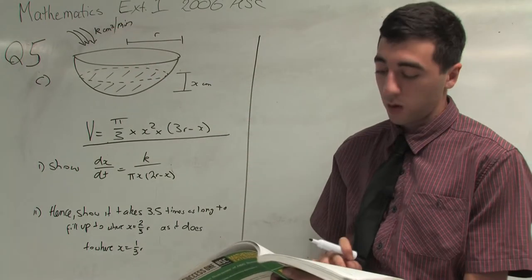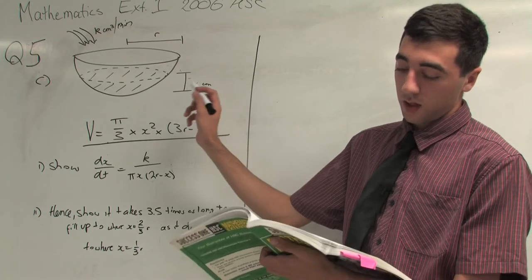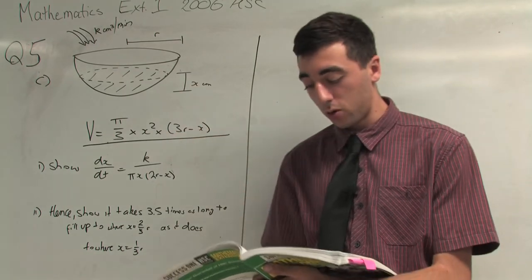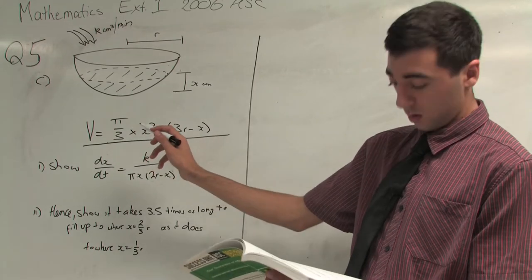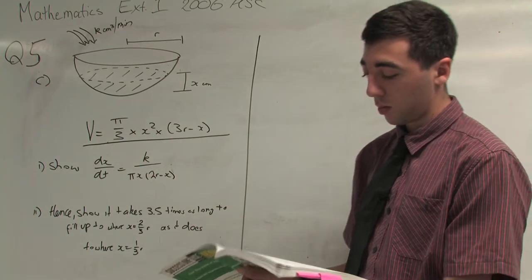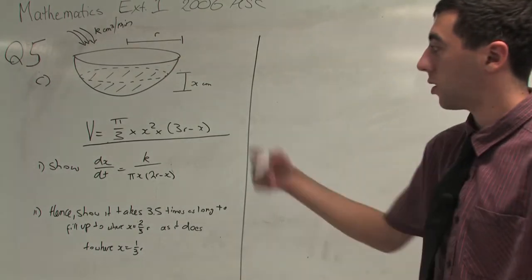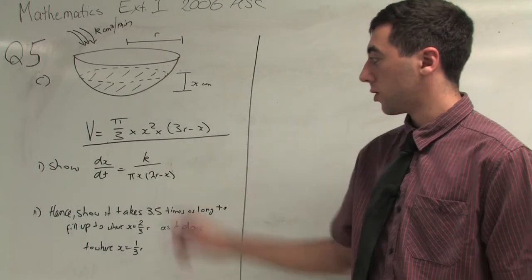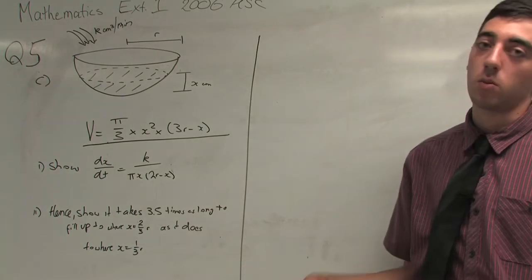When the depth of the water in the bowl is x centimeters, v centimeters cubed of water in the bowl is given by v equals pi on 3 x squared times 3r minus x. Okay, so for the first part of the question, we're asked to show that dx over dt equals k over pi x times 2r minus x.